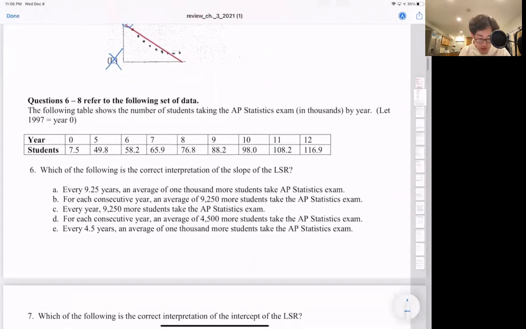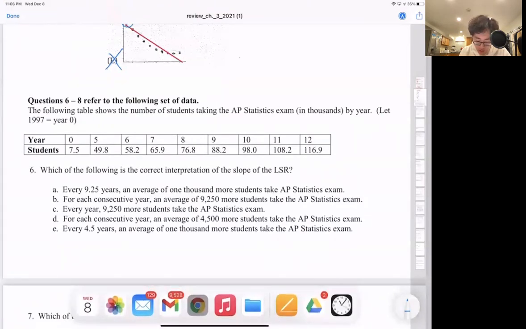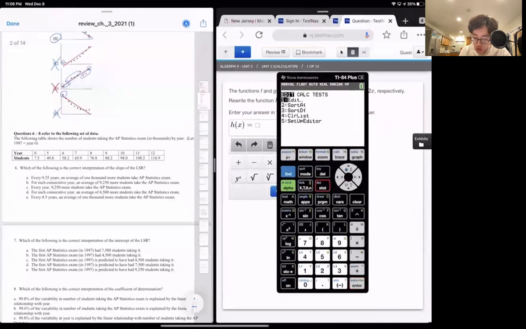Okay, all right, number 6: which of the following is the correct interpretation of the slope of the LSRL? I have no choice but to use my calculator for this one. So go to stat, edit. I'm just going to clear this list. The x values are 0, 5, 6, 7, 8, 9, 10, 11, 12. And the y values would be 7.5, 49.8, 58.2, 65.9, 76.8, 88, 88.2, 98, 98, 108.2, 116.9.